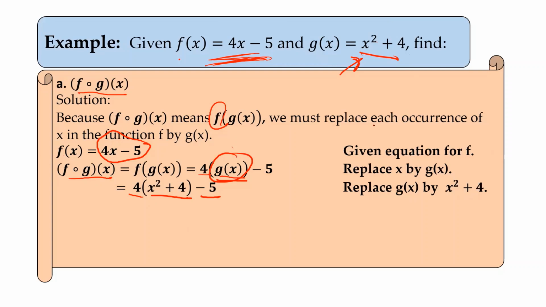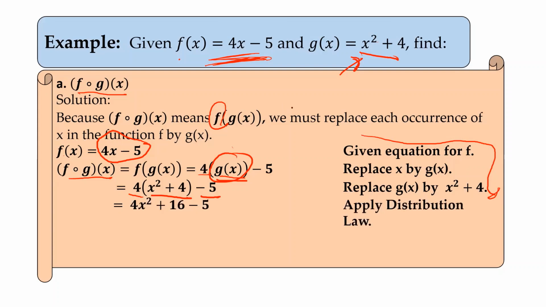So, kung nahihirapan kayo, may mga steps dito sa gilid kung ano yung ginagawa. Right? So, let's continue. Next, of course, first thing to do is we will use a distribution law. We will apply distribution law. How to do that? 4 times x squared, 4x squared. 4 times positive 4 plus 16. Bring down minus 5. All right?